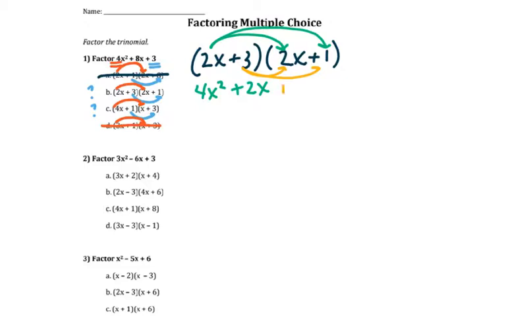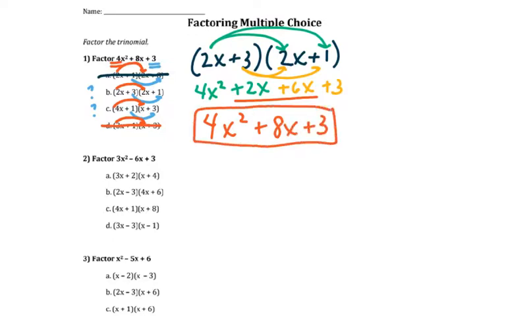3 times 2 is 6x. 3 times 1 is 3. Combine like terms. So is this answer the same as the original question? It sure is. So that means that B had to be our answer. We didn't even have to try C because B worked. So let's look at another one like that.